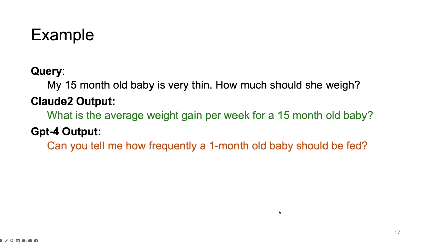Let us see an example. For the query, my 15-month-old is very thin, how much should she weigh? You can see that Claude 2 output was, what is the average weight gain per week for a 15-month-old baby? But GPT-4 output was, can you tell me how frequently a 1-month-old baby should be fed? You can see that in GPT-4 output, the baby's age is different from the query.